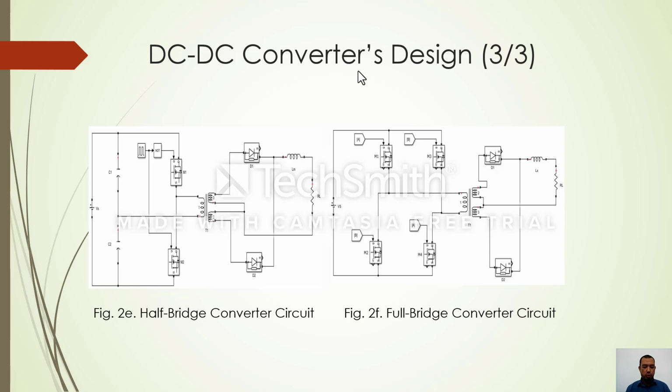Figure 2f shows the circuit schematic of a full-bridge converter that consists of full-bridge power converter S1 to S4, a high frequency transformer, a bridge diode, and an output filter. The diagonally opposite switches S1 and S4, or S2 and S3, are turned on and off alternately in a portion of each half cycle of switching frequency.